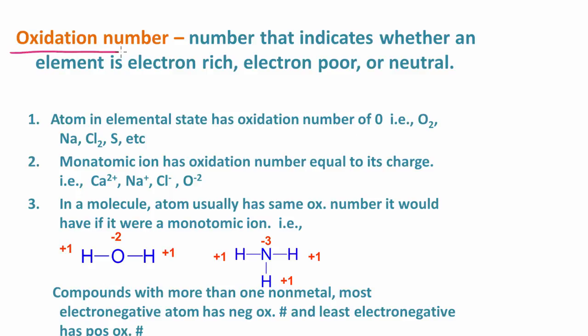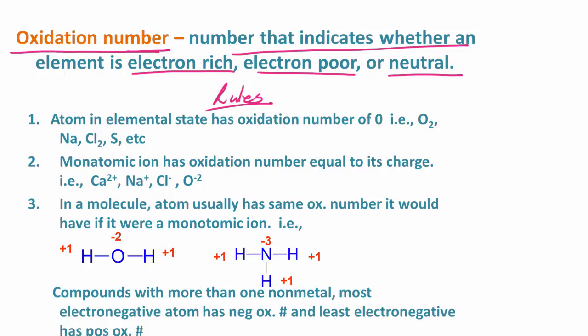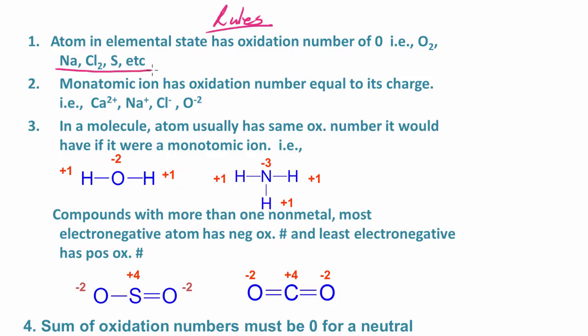In order to determine what has been oxidized or reduced, we need to define the oxidation number. This is a number that indicates whether an element is electron-rich, electron-poor, or neutral. So here are some rules that we need to know. Any atom in its elemental state has an oxidation number of 0. For example, hydrogen gas would be 0. Mercury would be 0. Solid copper, 0.